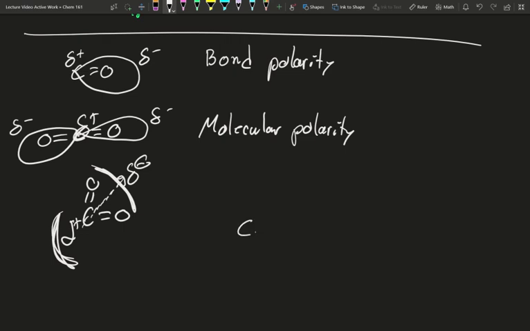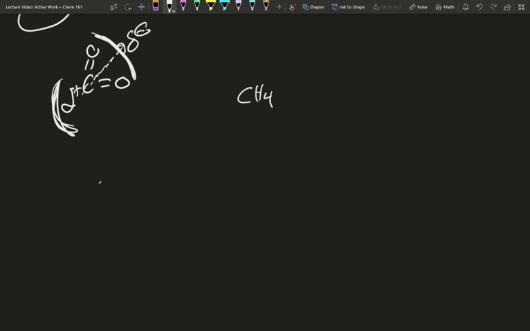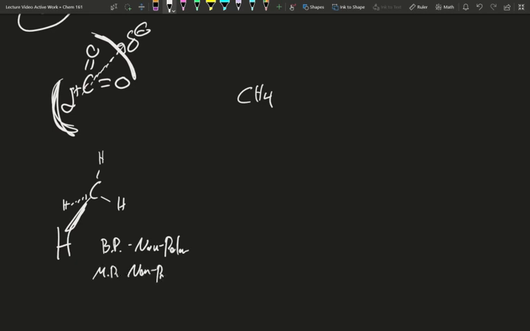This comes up for things like CH4. If I look at CH4, hydrogen up, hydrogen, hydrogen, hydrogen. All these bonds are nonpolar, and so the molecule is also nonpolar. So the bond polarity was nonpolar, and the molecular polarity is also nonpolar. But let's swap one of those hydrogens out for chlorine, or fluorine. Let's do fluorine. CH3F.